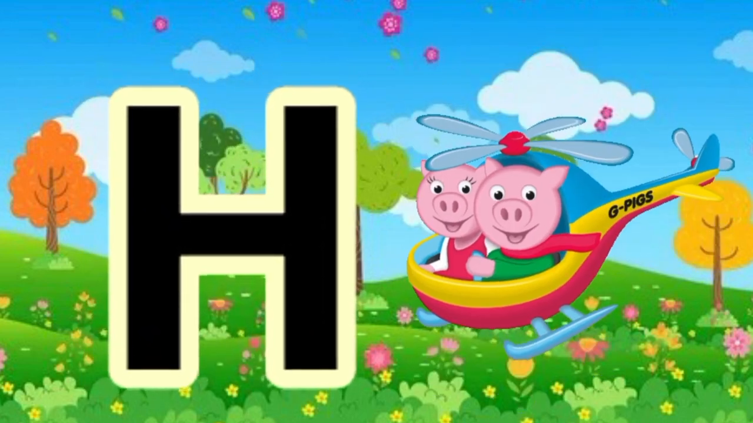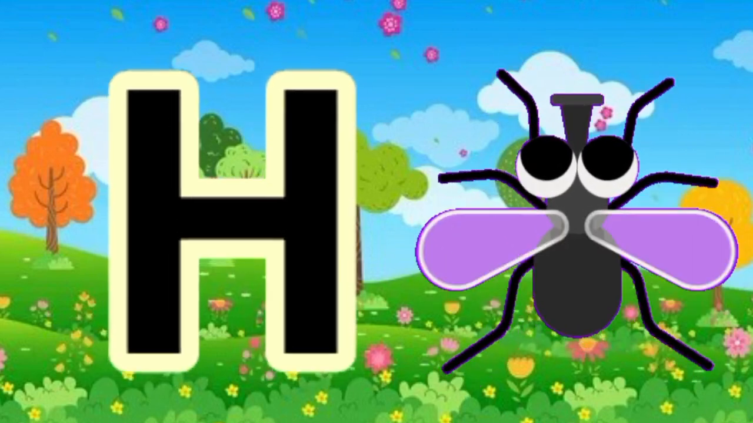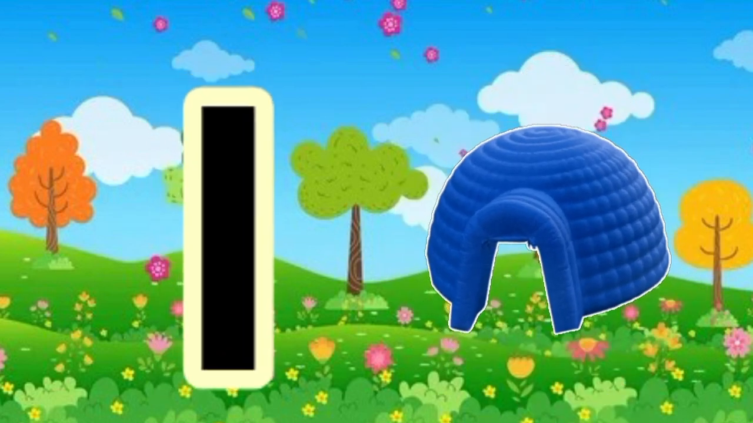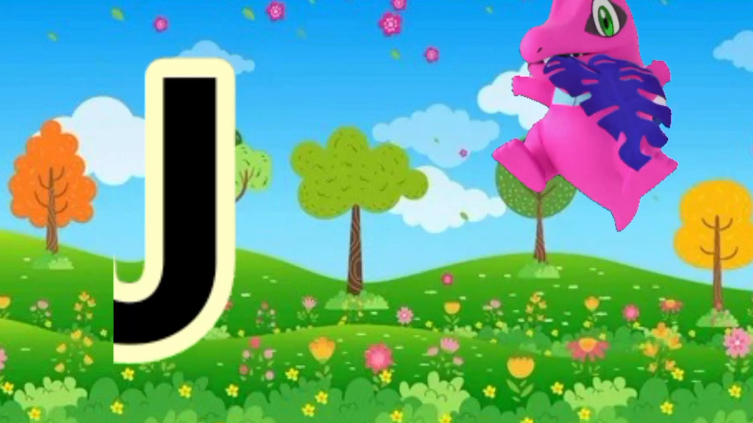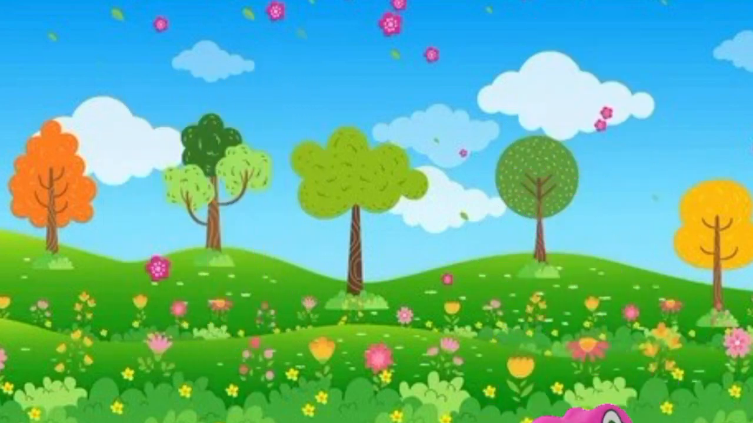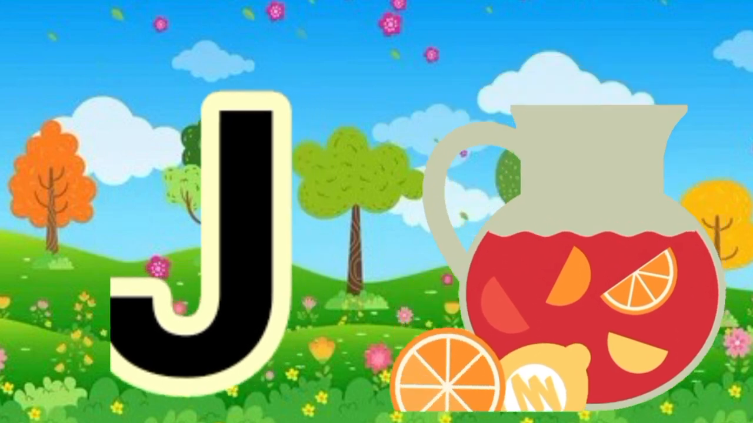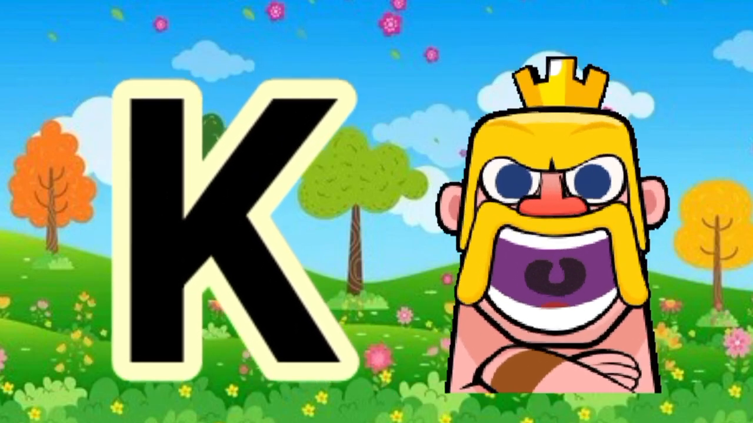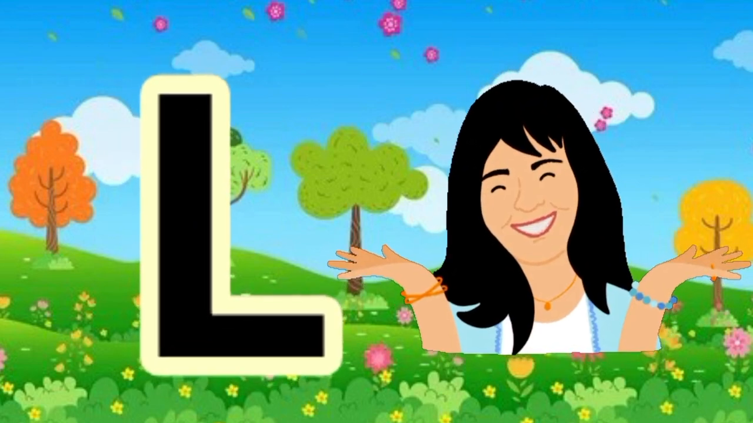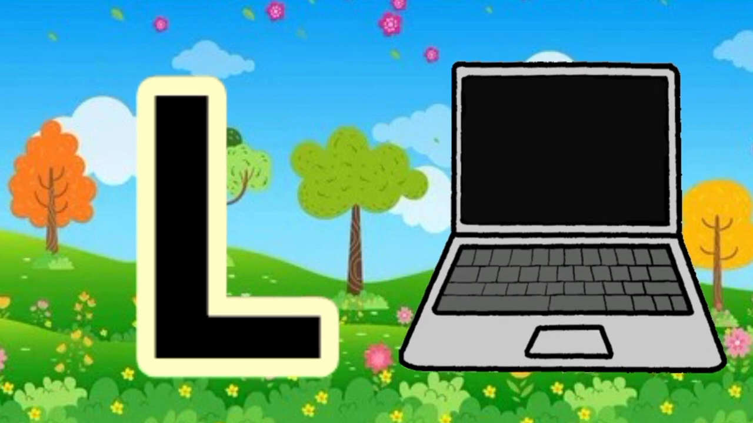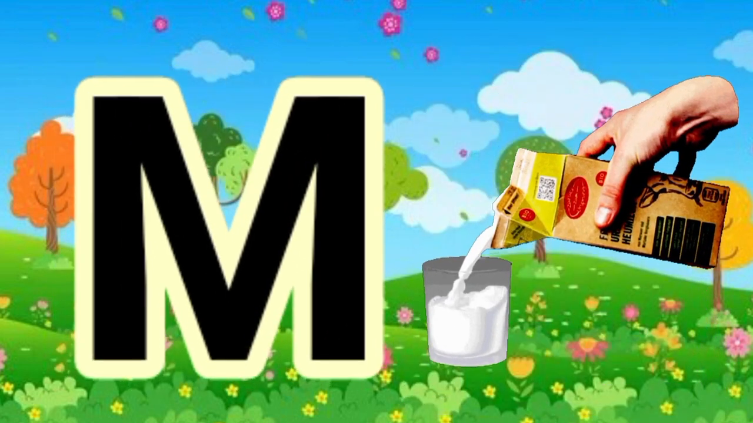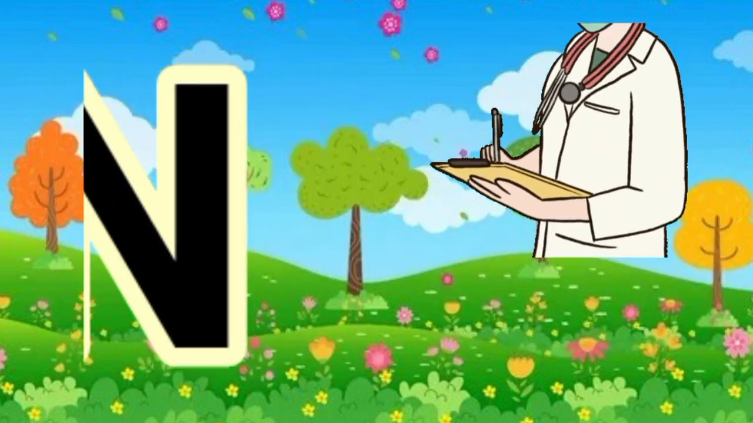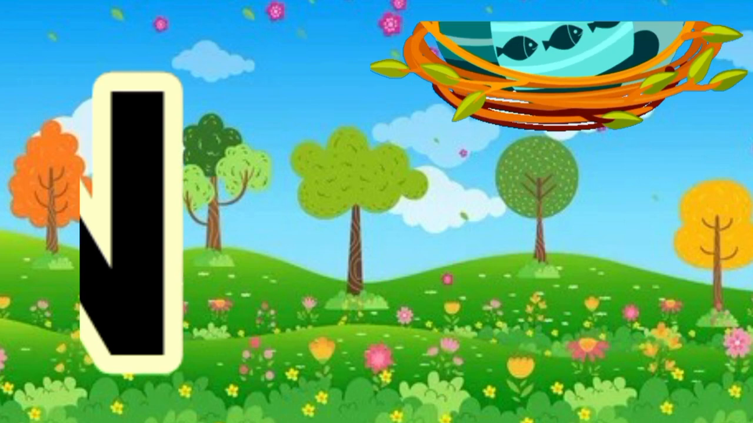H for helicopter. H for housefly. I for ice cream. I for igloo. J for jump. J for juice. K for kangaroo. K for king. L for lady. L for laptop. M for milk. M for melon. N for nuts. N for nest.